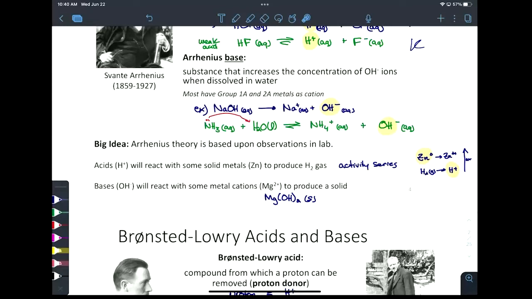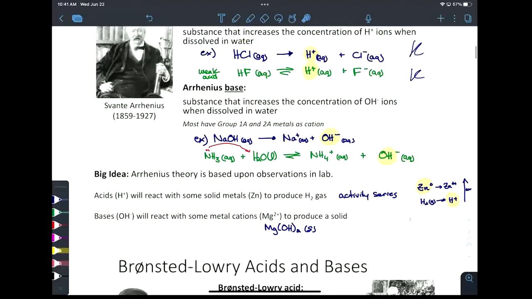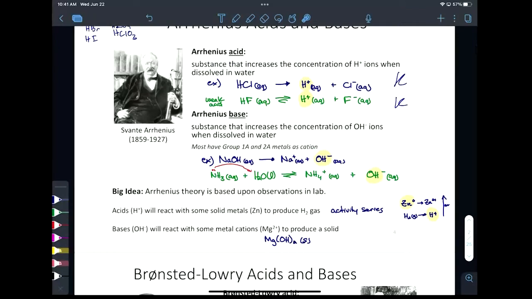On the other hand, if it didn't make bubbles and instead it made a solid when mixed with magnesium 2+, he called it a base. The reasoning is that magnesium hydroxide is insoluble in water. So if there's hydroxides around in an unknown solution, it's a base. If you mix magnesium 2+ with it and you make a solid, that tells you that there's hydroxide present. So that's how he came up with this definition, just based upon observations.